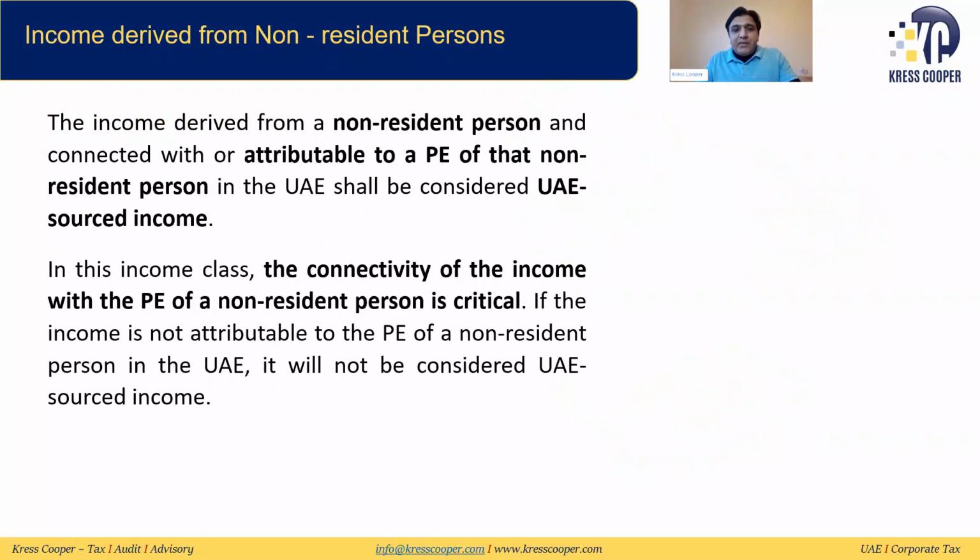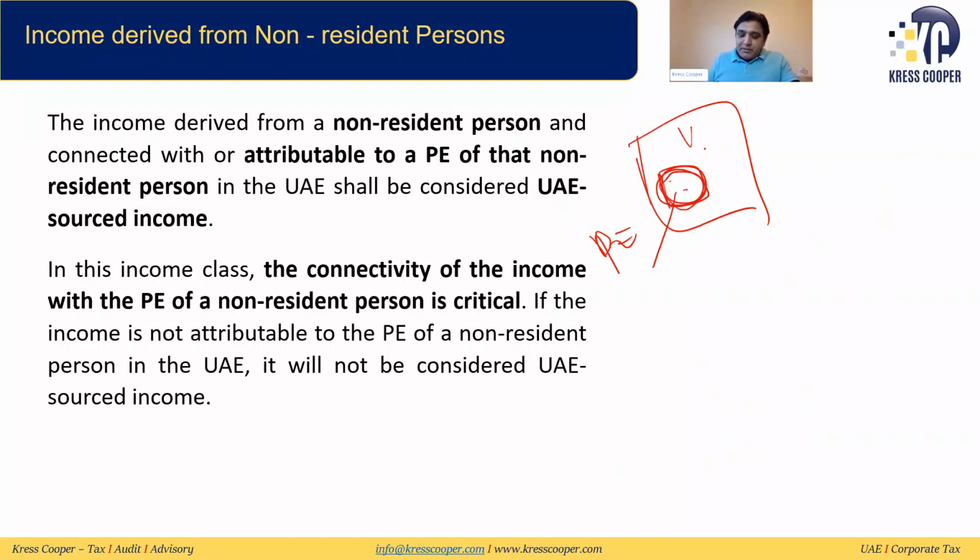Then the second category: if the income is being derived from a non-resident person and is connected or attributable to the PE of that non-resident person. Under the UAE, this is one PE of the non-resident company, and any income attributable to this PE will be subject to corporate tax in the UAE. It will be considered UAE sourced income. So I have given here the connectivity. The connectivity of the income is very important. If the income is connected with this PE, if the income is attributable to this PE, then it will be subject to tax in the UAE. Otherwise, it will not be subject to tax in the UAE.